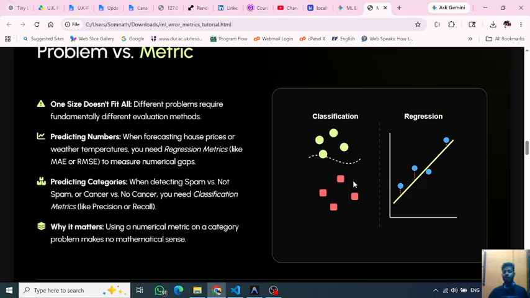In the graph, you can see regression is a straight line kind of thing, and in classification you can see it separating into groups, splitting into two groups. This is a separator line.